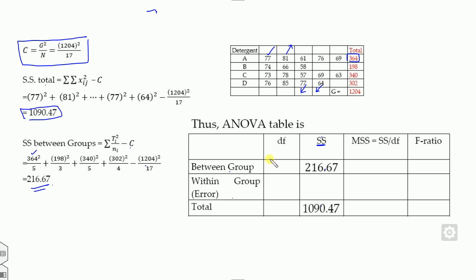Now look at the degrees of freedom. I already calculated it on the previous slide, but I will calculate again. How many groups are there? Groups are 4, so the degree of freedom is 3. How many elements in total? 17, so the total degree of freedom is 16. Here the within degree of freedom is 13. Once you subtract them, you will get 873.8.